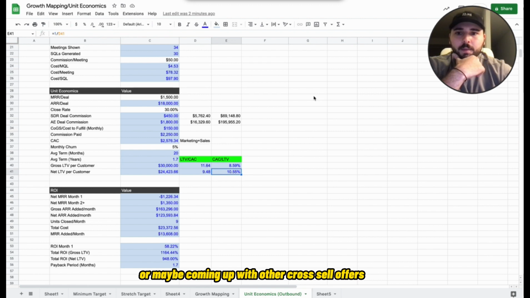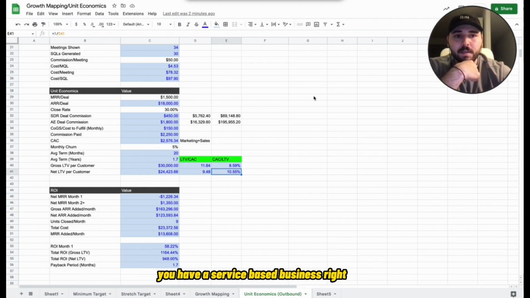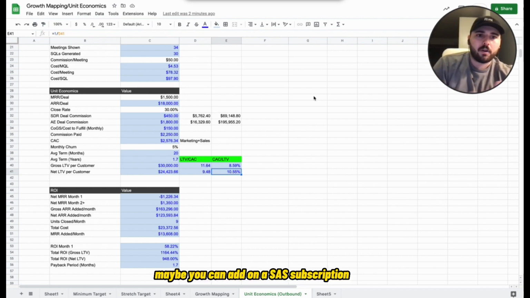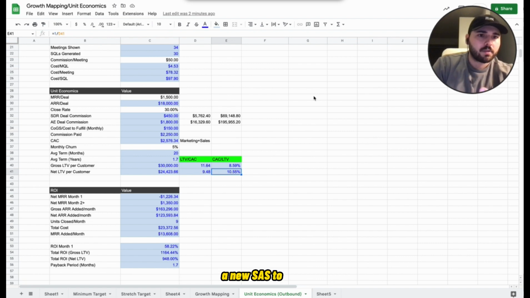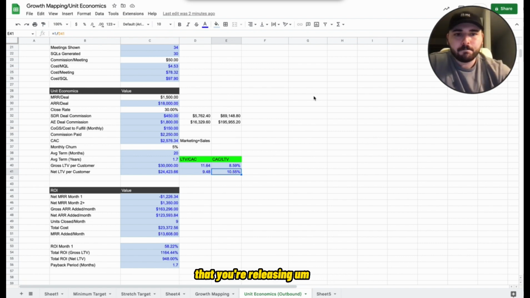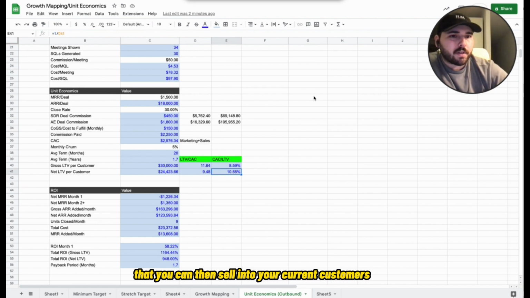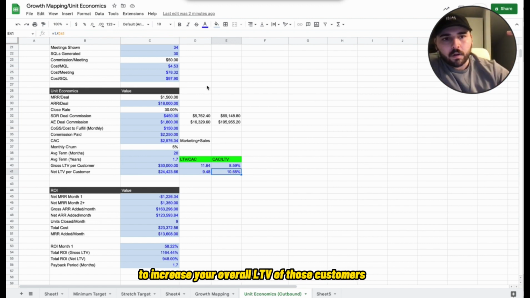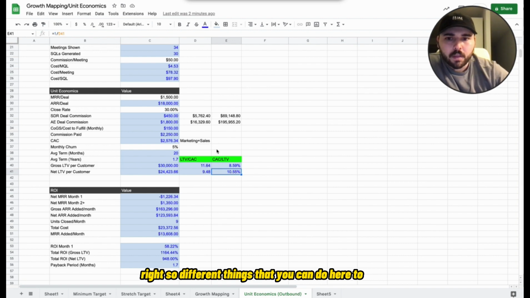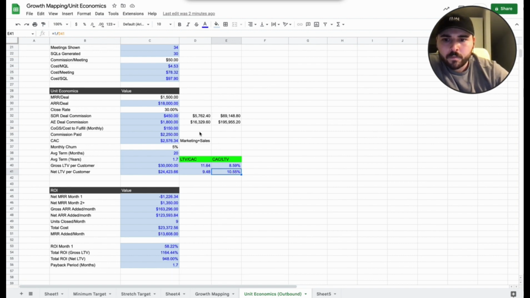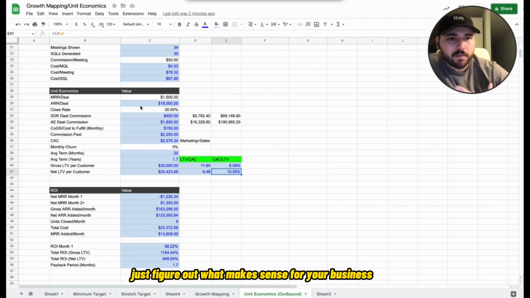Or maybe coming up with other cross-sell offers, right? So let's say you have a service-based business, right? You're selling info or services. Maybe you can add on a SaaS subscription. Maybe you have a SaaS that you're working on, or a new SaaS tool that you're releasing, and you can then sell into your current customers to increase your overall LTV of those customers, right? So there are different things you can do here to play around with those numbers and figure out what makes sense for your business, right?